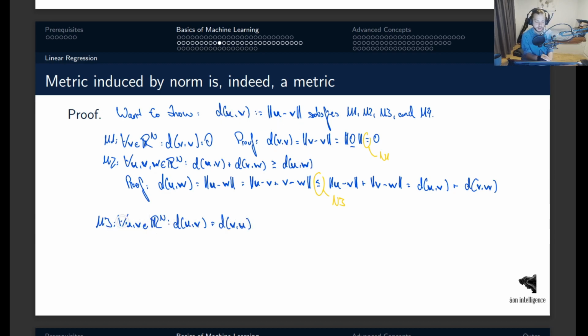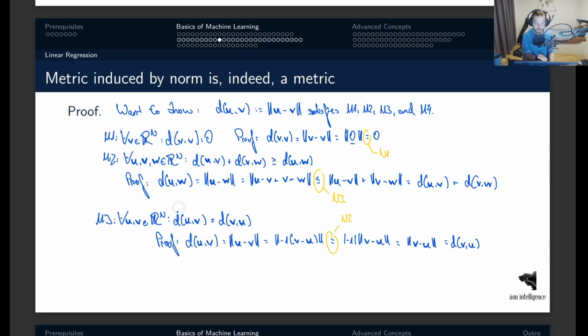Now we want that M3 also holds, and this is the symmetry of metrics. So the order of the input arguments shouldn't matter. And to see that this holds, we translate the distance from u to v to its norm representation, and this is then the magnitude of u minus v. And we can rewrite u minus v as follows: minus 1 times v minus u.